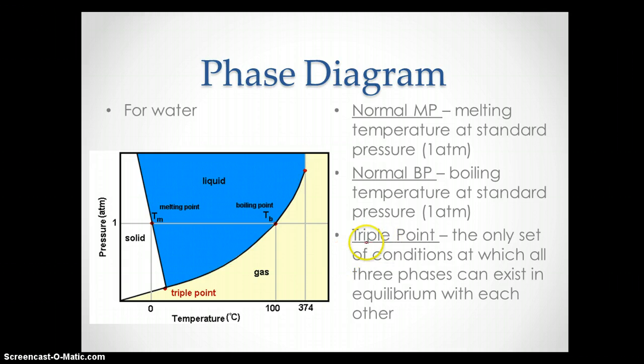And then the triple point is very unique. It is the only set of conditions at which all three phases can exist in equilibrium with each other. And that is way down here at the bottom, where the lines intersect. That's the triple point. So at that temperature and that very low pressure, you could have ice and water and water vapor all in the same container all at the same time. So there's only one set of conditions at which that can happen.